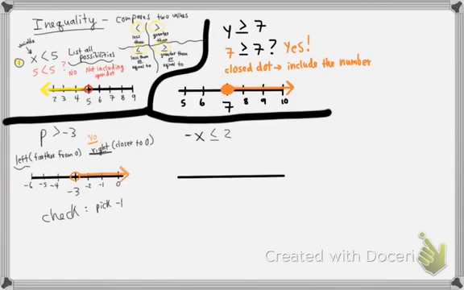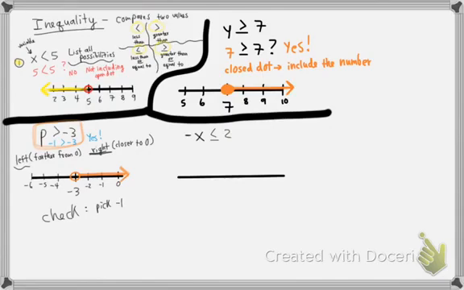Put that into your original inequality. Check to see if -1 is greater than -3. Is -1 greater than -3? Or is -1 closer to 0 than -3? Yes, that is true. So we know that what we drew down here is correct. Open dot at -3, shaded to the right.